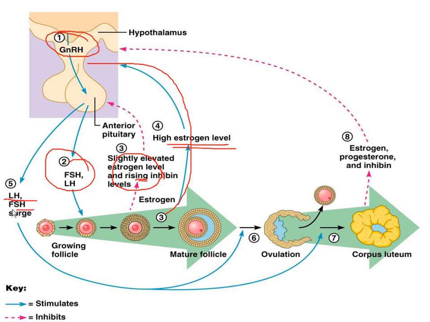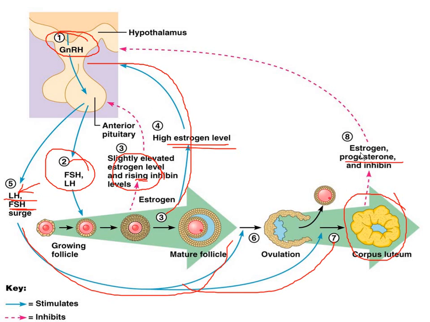There's a little surge in FSH, but the big guy is an LH surge. The surges of those hormones, specifically LH, cause final maturation and ovulation. The follicle ends up becoming a corpus luteum. Corpus luteum produces a lot of progesterone, some estrogen, and even some inhibin, and that actually blocks GnRH.